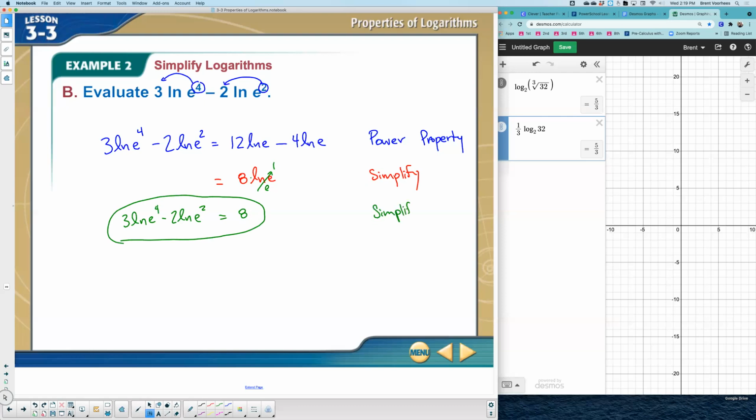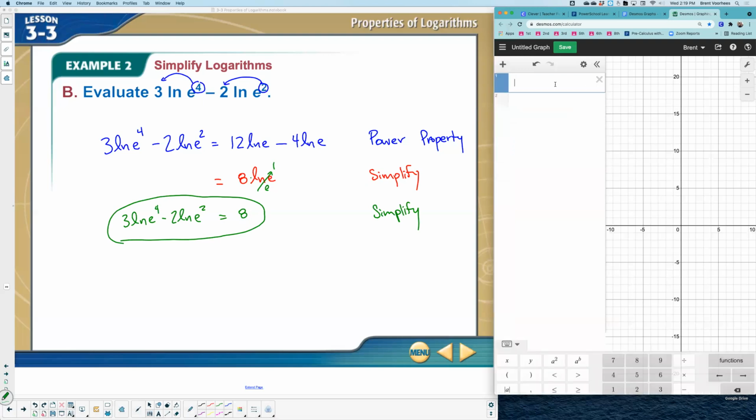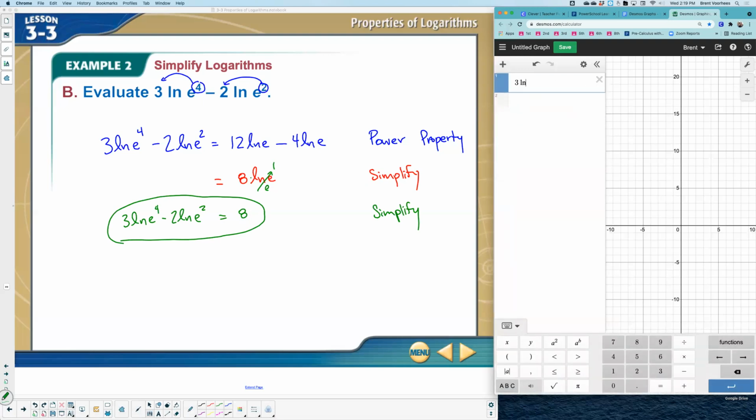Could we type this in the calculator? You bet. Let's just try that real fast. 3 ln, that's not an I-N, that's an L-N, e to the 4th power minus 2 ln natural log e squared. Says the answer is 8. And that's just because the natural log of e is 1. So we did do that correctly there.